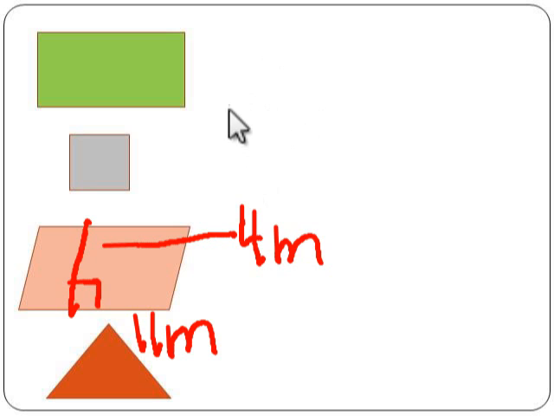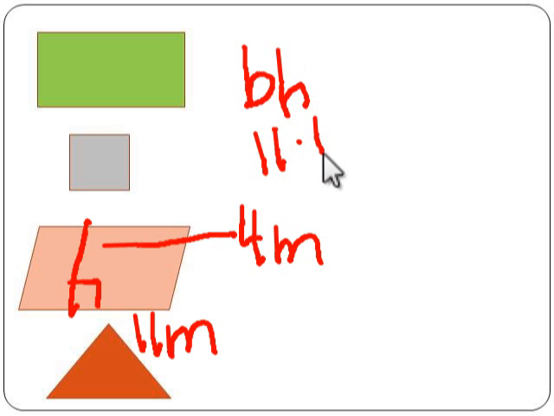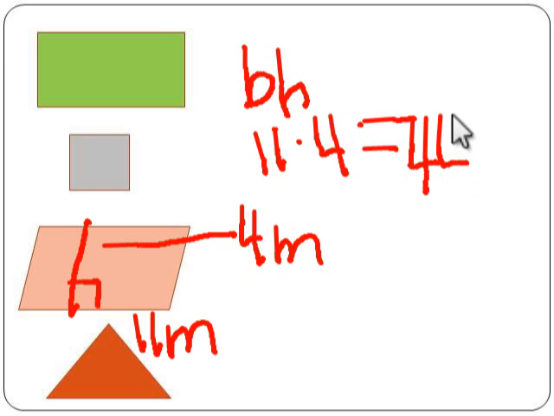And so to find the area, we just do base times height again. And base times height is 11 times 4, or 4 times 11. And 4 times 11, of course, is 44. And since it's meters, we're using square meters, because again, even though it's a tilted object, we're still counting the number of little squares on the inside.